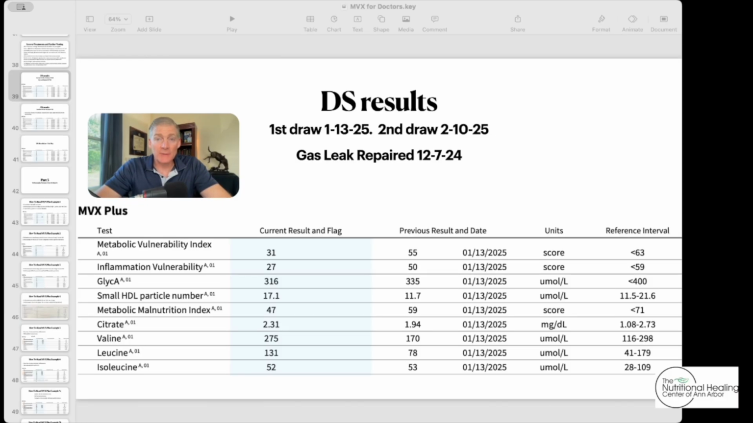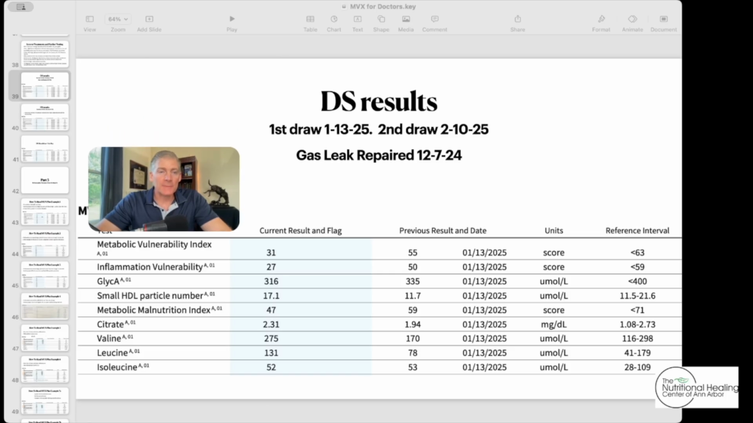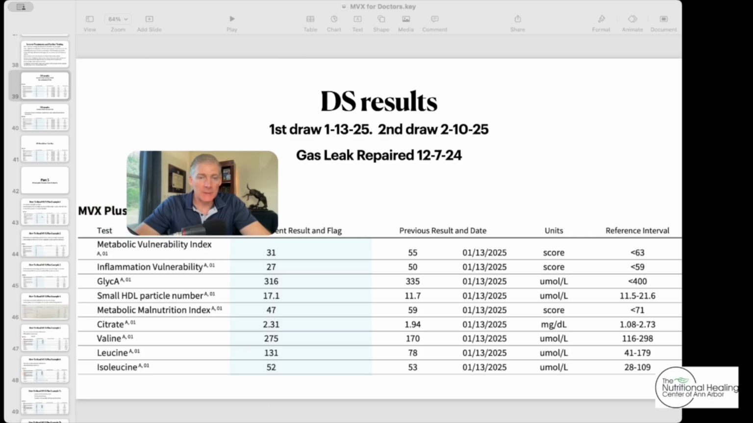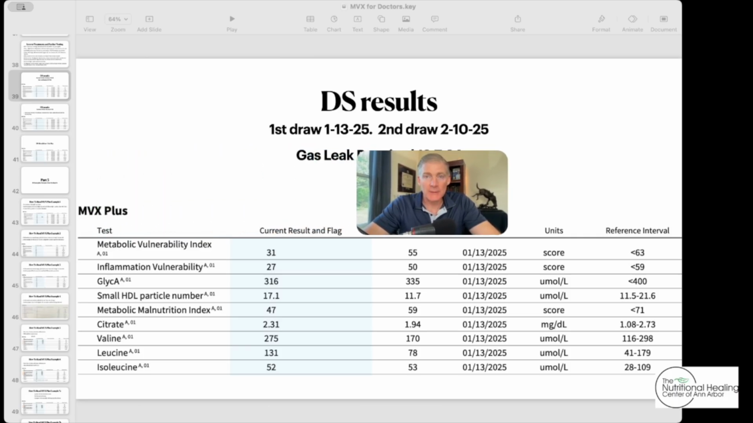The title is MVX Plus, and the first index, which is a mathematical number that they come up with to give you an overall score, is the Metabolic Vulnerability Index. And as you can see, my first score, January 13th of 2025, my score is 55. And you want your score to be lower.